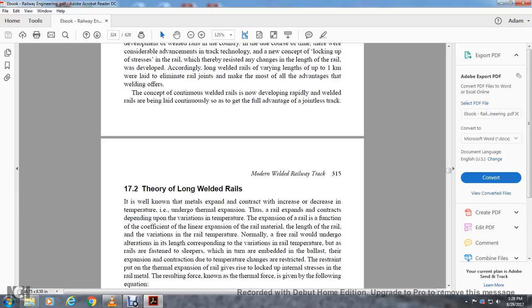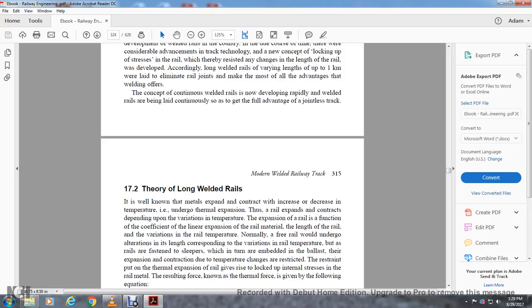Normally a free rail will undergo a change in length corresponding with the variation of the rail temperature, but as the rail is fastened to the sleepers, which in turn are embedded in the ballast, their expansion and contraction due to the temperature change is restrained. The restraint put on the thermal expansion of the rails gives rise to locked up thermal stress in the rail metal.